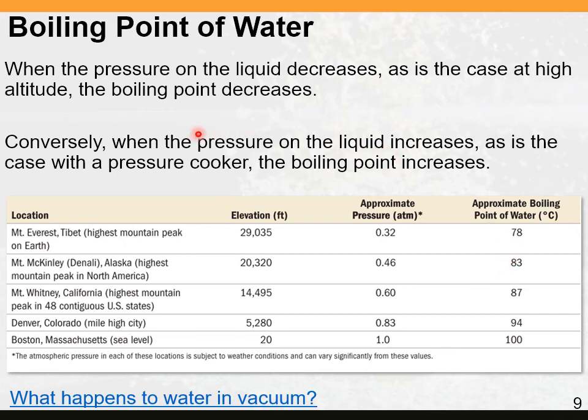When the temperature is lower, you need to cook for a longer period of time. Conversely, when you use a pressure cooker, the pressure inside the cooker is larger than 1 atmosphere pressure, and the boiling point of water increases. You can reach a higher temperature as liquid water, and therefore cooking process takes shorter amount of time.